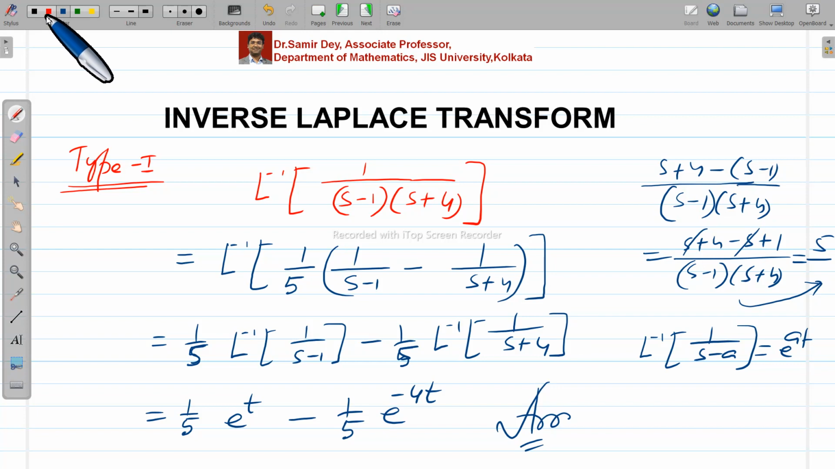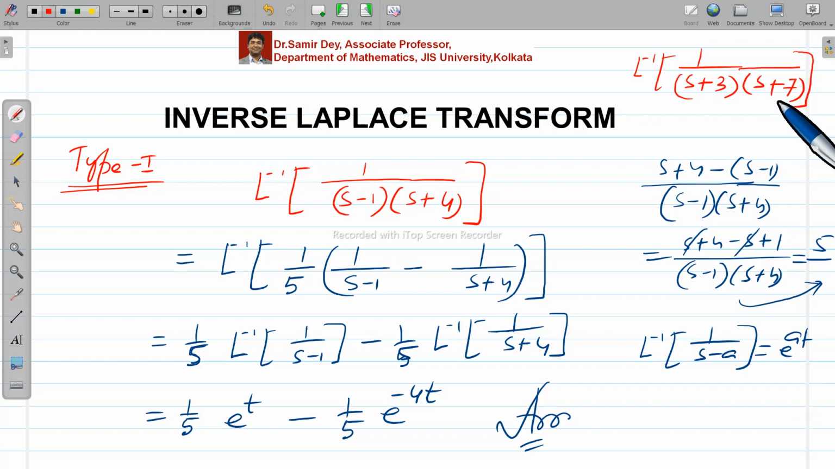Okay. If it is clear to you, please try to solve. Pause this video and try to solve this one: 1 by (s plus 3)(s plus 7). Same process. In the first line you write down 1 by s plus 3, minus 1 by s plus 7. Then you adjust the number just like this. Pause this video and simplify it.